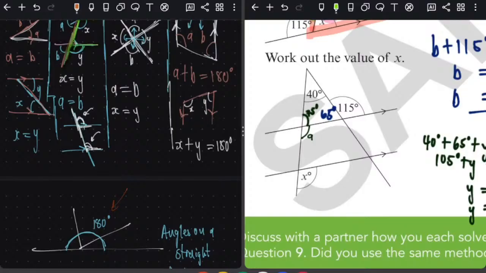Yes, they are sitting on a straight line. What do you know about them? Yes, angles on a straight line add to give you 180. So you can immediately use that now. You say 75 plus A should give you what? Yes, because they're on a straight line. Angles on a straight line add to give you 180. To get A, you say 180 degrees minus 75 degrees. You get 105.